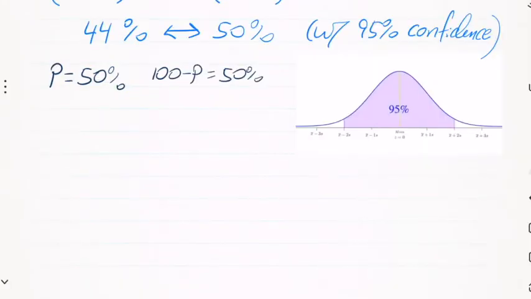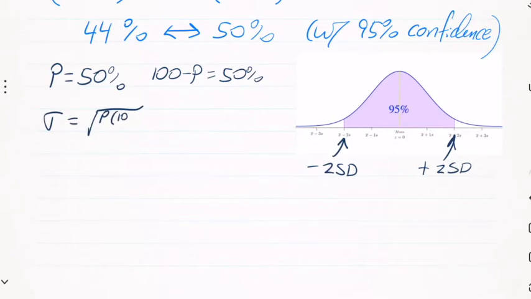And the other thing that we have to talk about is this 95% confidence level. Remember that it is two standard deviations away in both directions. So it's down two standard deviations, it's up two standard deviations, and that'll contain 95% of the possibilities. All right, so with these kind of things in place, and I know that these are standard deviations, we have this formula, P times 100 minus P all over N.